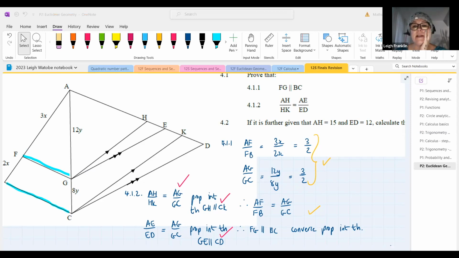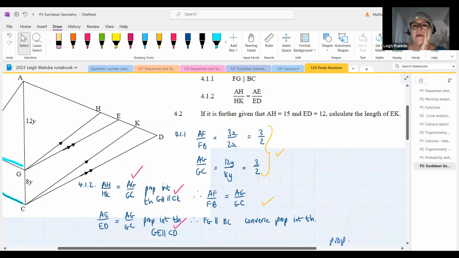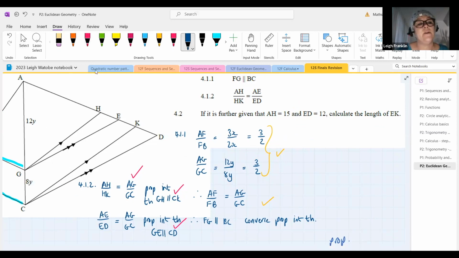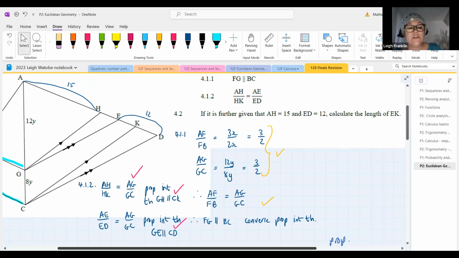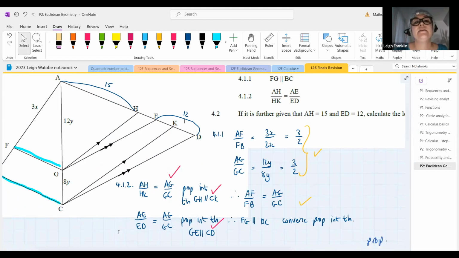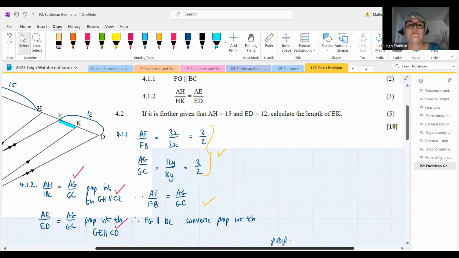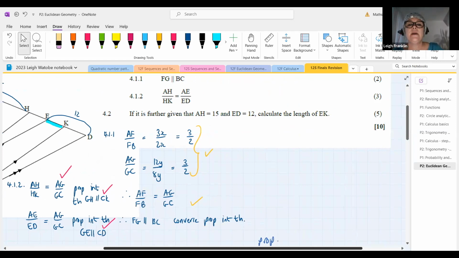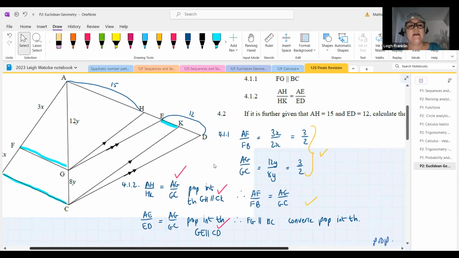Now, next thing, it is further given that AH equals 15. Okay, let's put that on the diagram. AH is 15. ED is 12. They want us to calculate the length of EK. Okay, so that's this little bit over there. So if it's further given AH is 15, ED is 12, calculate the length of EK.